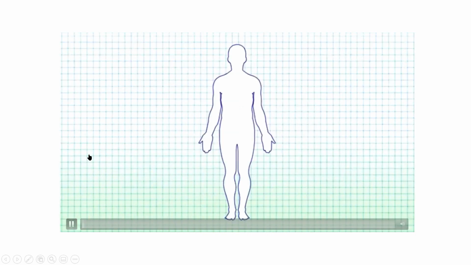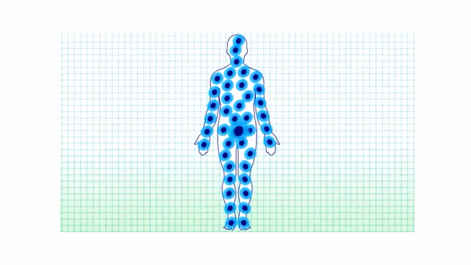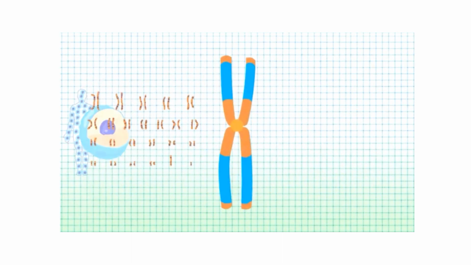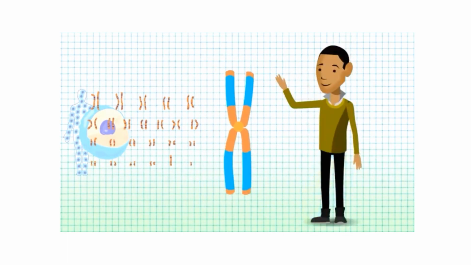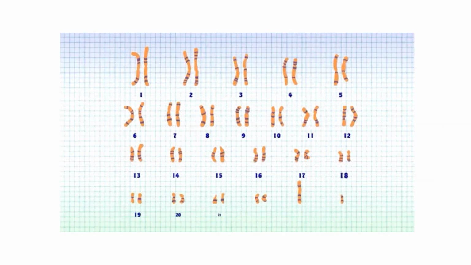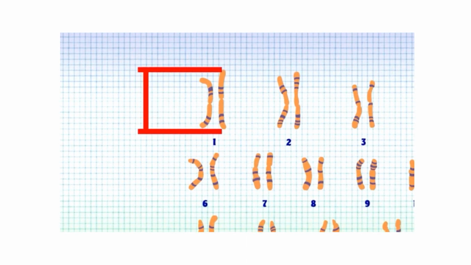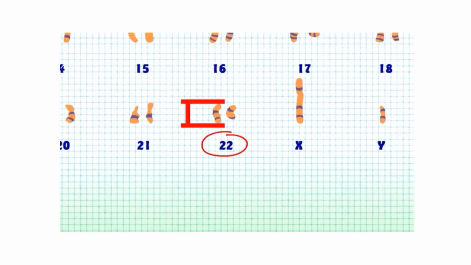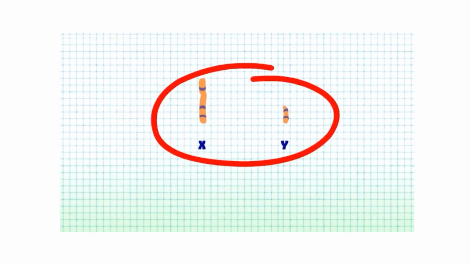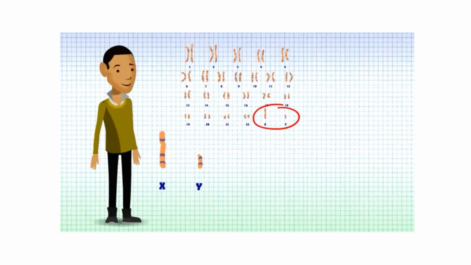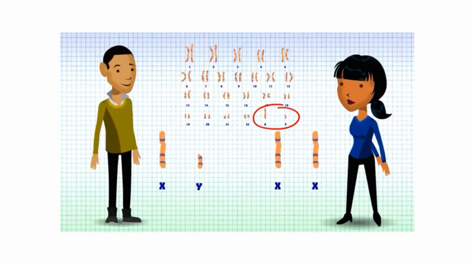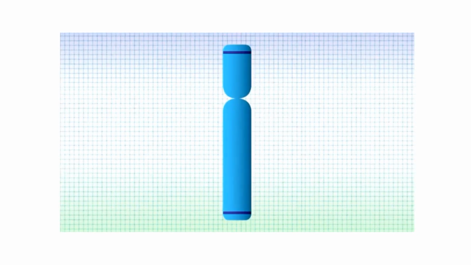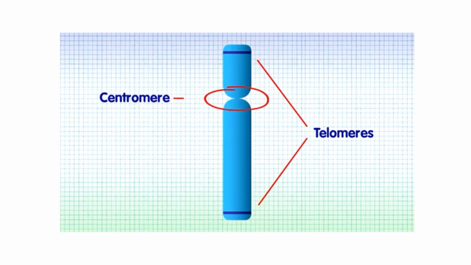Human beings are made up of millions of cells. Inside every cell lies a nucleus which holds 46 chromosomes. Our chromosomes carry genes which make us into human beings. Our chromosomes are numbered from chromosome 1 to 22, with chromosome 1 being the largest chromosome and chromosome 22 being the smallest. The last pair of chromosomes are the sex chromosomes, with boys having an X and a Y, and girls having two X chromosomes. Chromosomes have a top and a tail, known as the telomeres, and a centerpiece, which is known as the centromere.